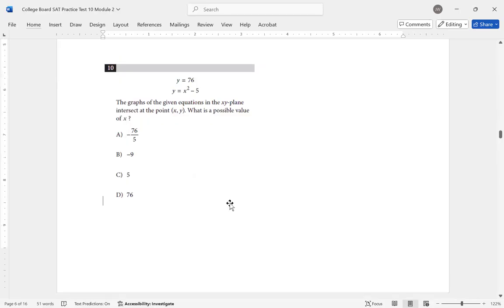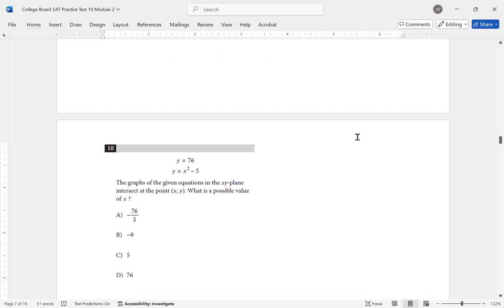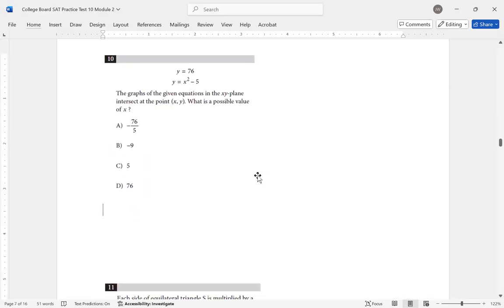Question 10. The graphs of the given equations in the xy plane intersect at point (x, y). What is a possible value of x? Let me start it down here. So we have y equals 76 and y equals x squared minus 5.